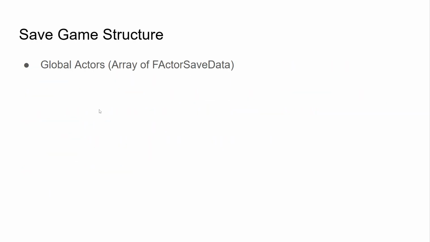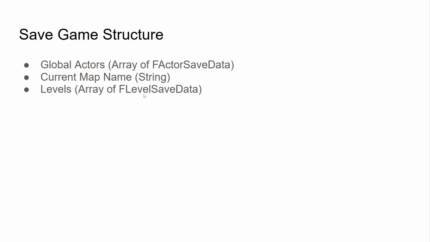Okay, save game structure. There are the global actors, which is just an array of actor save data. Current map name, levels. Each level has a struct, and that struct has a not-global actors array of actor save data in it. This custom object means global custom objects. The level save data also has a local custom objects array in it. So this means the objectives and also player conditions and stuff like that.